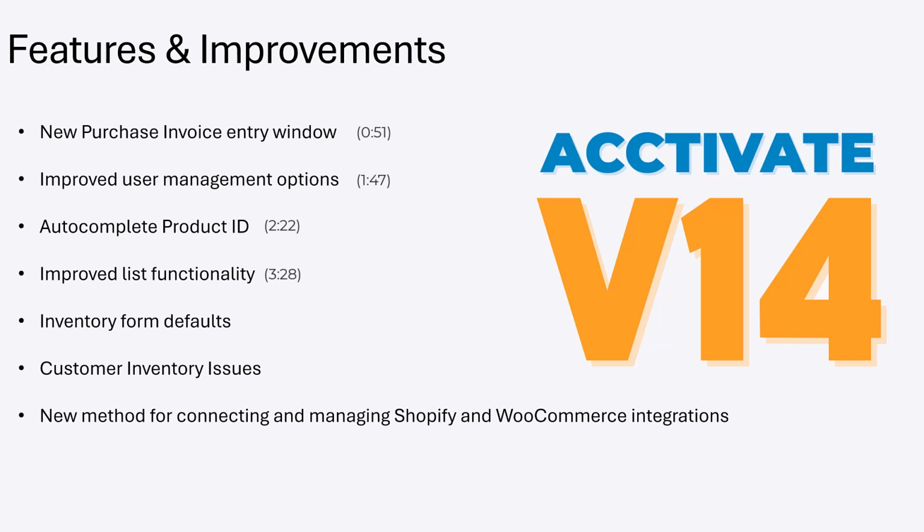sales and purchase orders and manage customer and product details, the ability to assign a default form and default print behavior to inventory transactions, support for linking an inventory issue to a customer job or sub-customer, or QuickBooks Online project for accurate job cost reporting in QuickBooks, and a new method for connecting and managing integrations with Shopify and WooCommerce, leveraging the latest APIs available. Let's dive in and take a look at these exciting features.